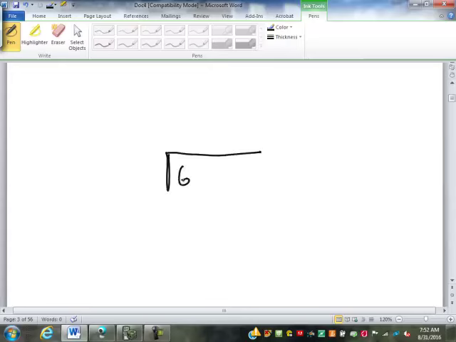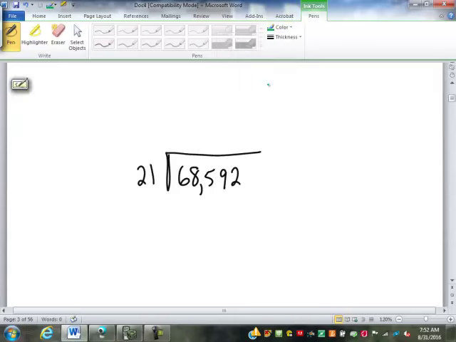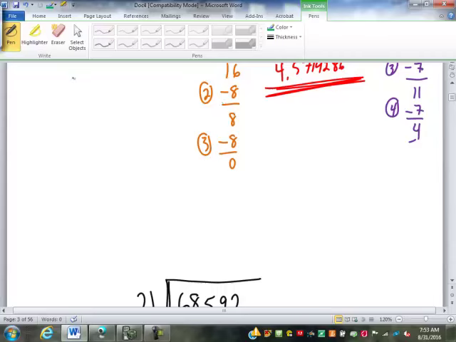Let's take something like 68,592 divided by 21. Well, even though I just said it, I'm not about to start subtracting 21 from 68,000. I don't have that kind of free time, right? But let's take a look at a little bit simpler example.